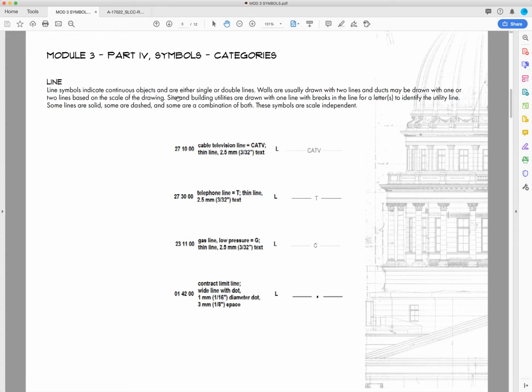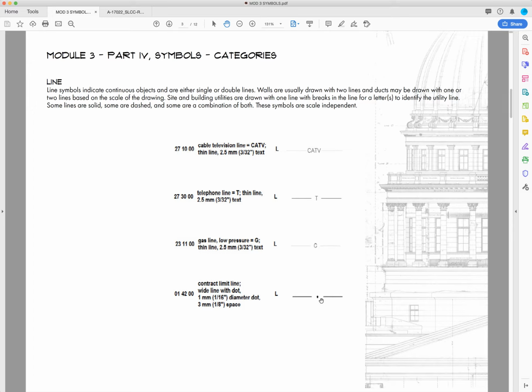So let me jump down here. Here's a cable television line. So there's a line, here's a break, and it's showing cable TV. And then the line keeps going. So the break just means that there's an opening so we can have the letters. Same with telephone, gas line, and then we'll talk about contract limit line in just a moment.